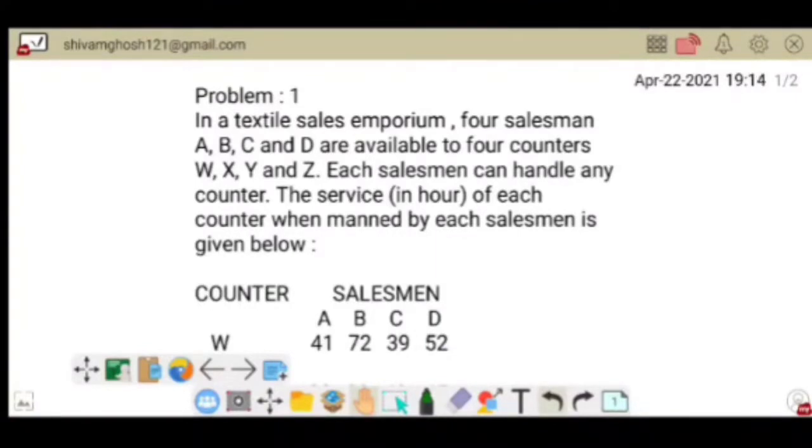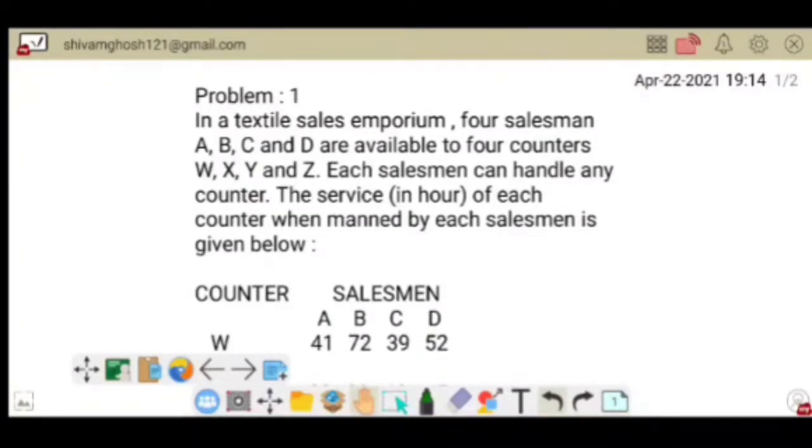in a textile sales emporium, 4 salesmen A, B, C and D are available for 4 counters W, X, Y, Z. So here are 4 salesmen who are available for 4 counters. The 4 salesmen A, B, C, D are available for the counters W, X, Y, Z. Okay, each salesman can handle any counter.